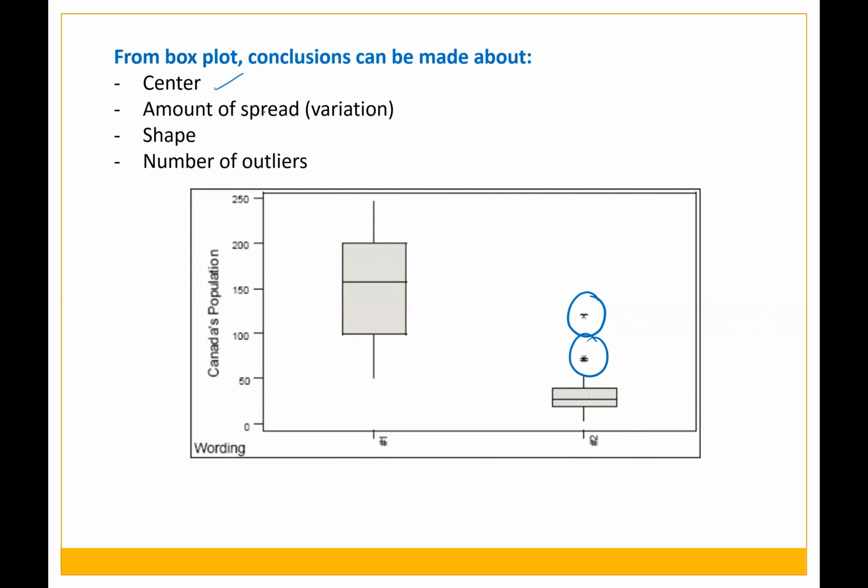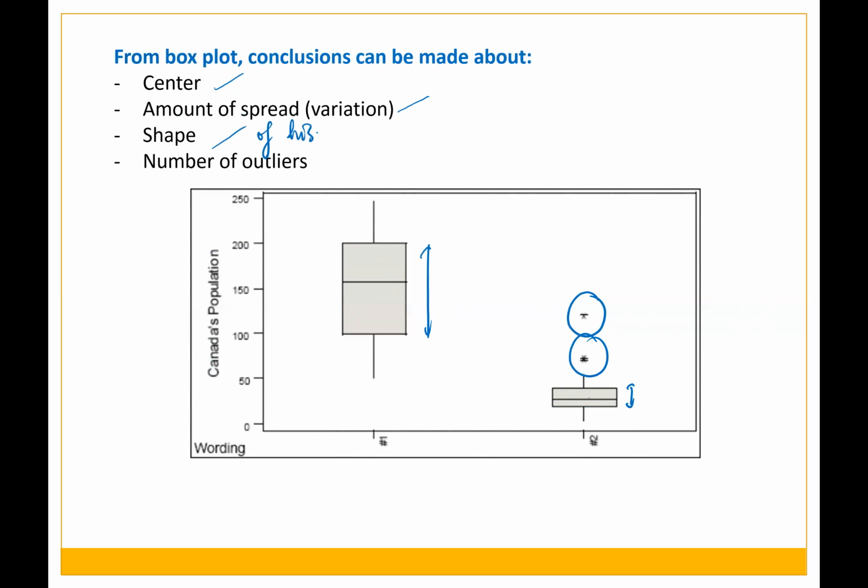You can also look at the amount of spread, which we're going to talk about later, but mostly it's how long each of the boxes is. Here, the spread of the second set of data is much smaller than the first, just based on the length, which means the first data is spread over a bigger range, and this one is just on a small range. What is the shape of the histogram?